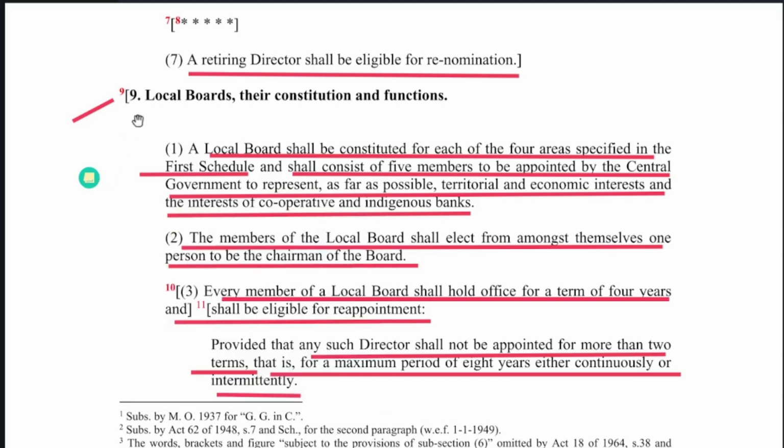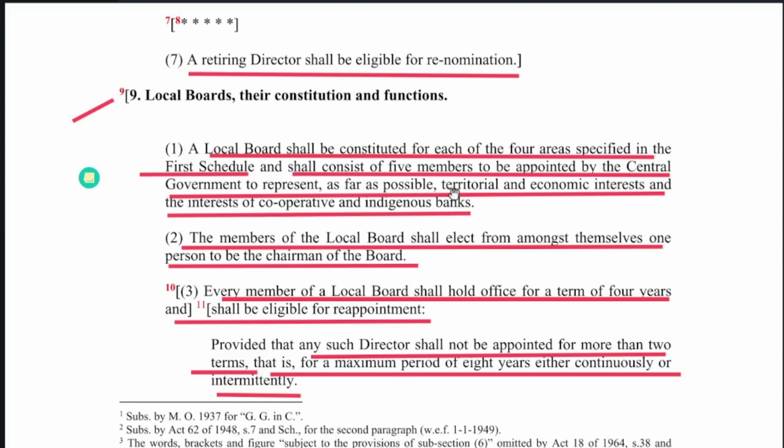So let's see what this is. A local board shall be constituted for each of the four areas specified in the first schedule and shall consist of 5 members to be appointed by the central government. Now, how many members total in each board? 5 members to be appointed by the central government to represent, as far as possible, territorial and economic interests and interests of the cooperative and indigenous banks. So each local board would be having 5 members.